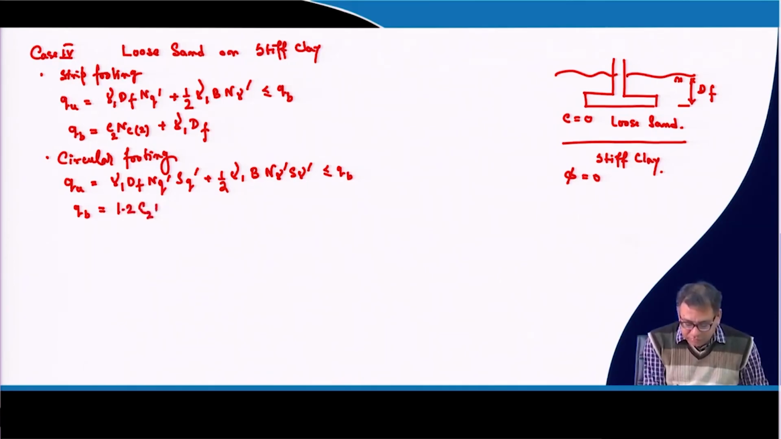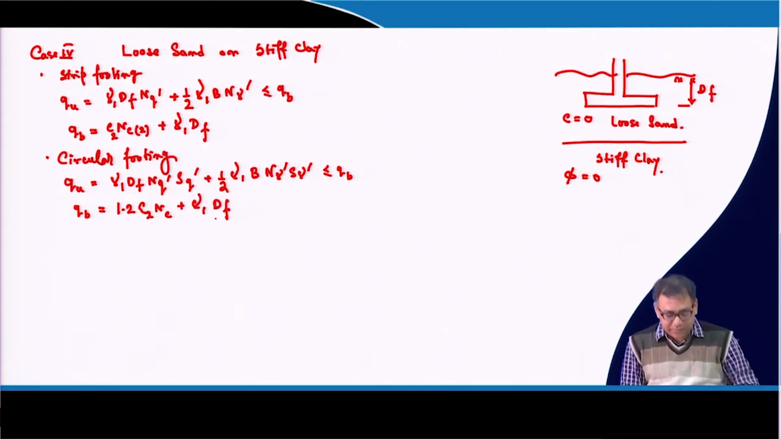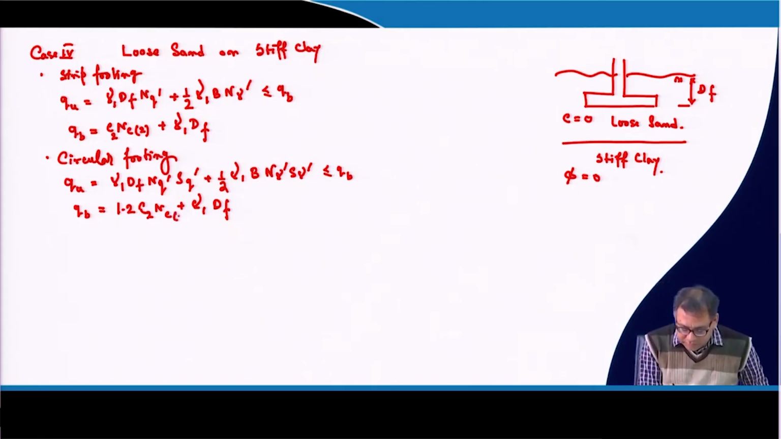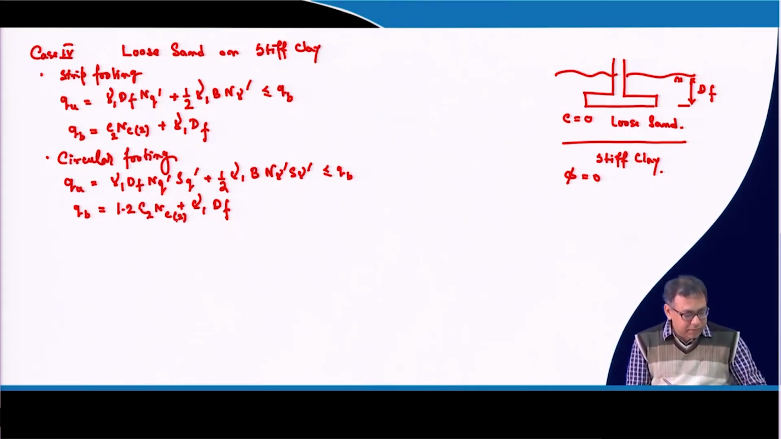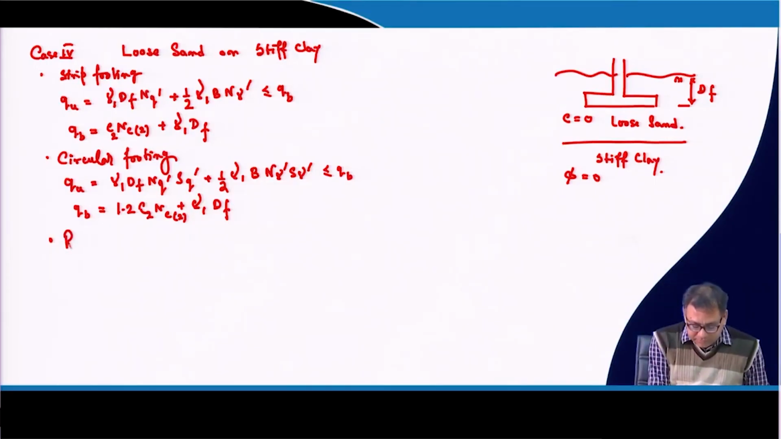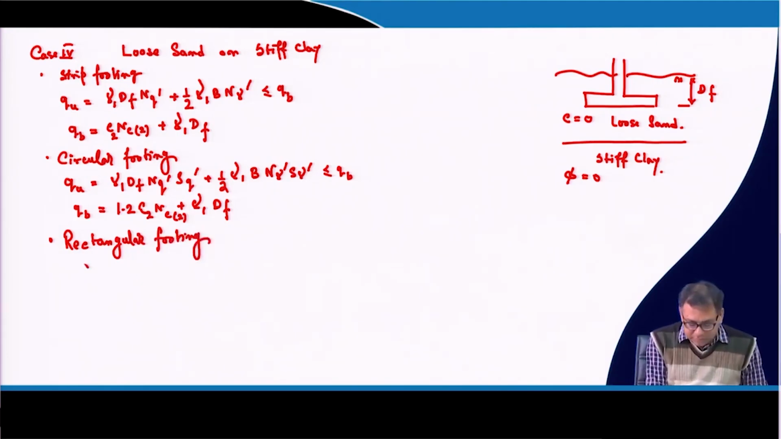C 2 N C plus gamma 1 df. Okay, same as the strip footing, only for the square footing the 1.2 term is introduced. This is N C 2. Now, I can write the equation for the rectangular footing. Okay, so this is q u, this is half.